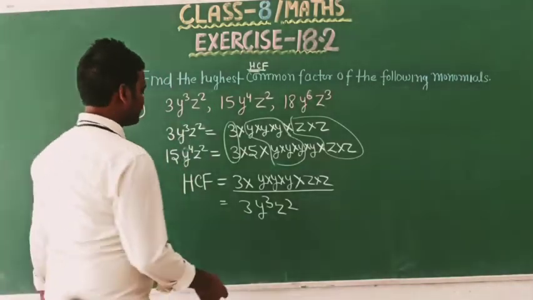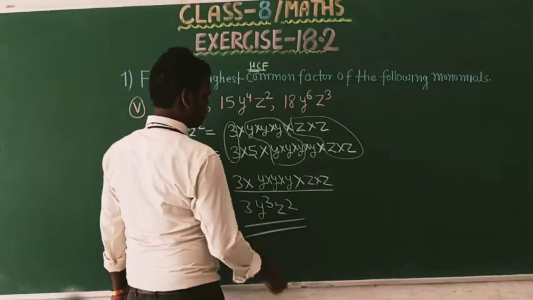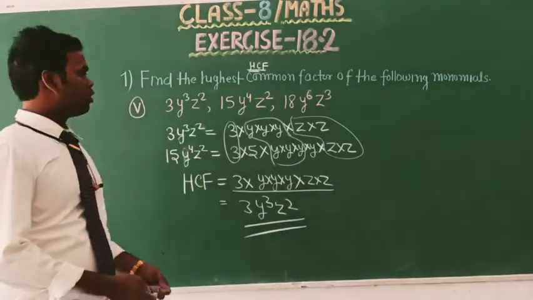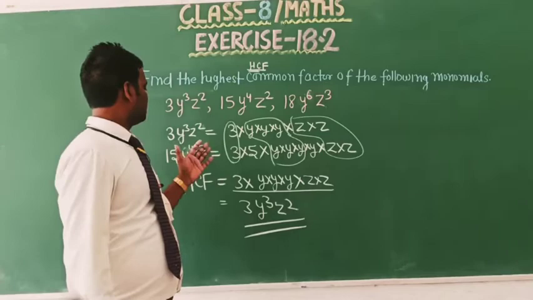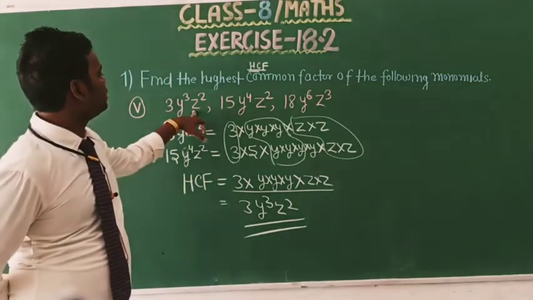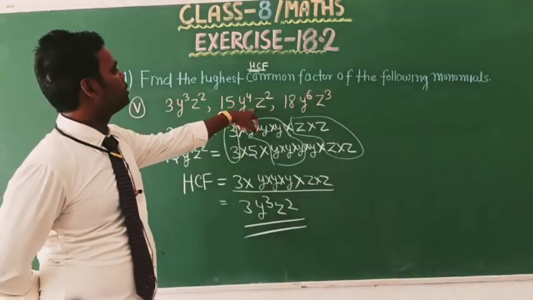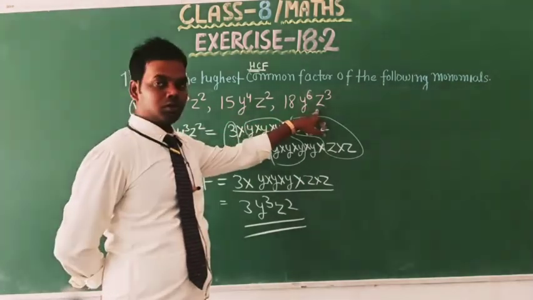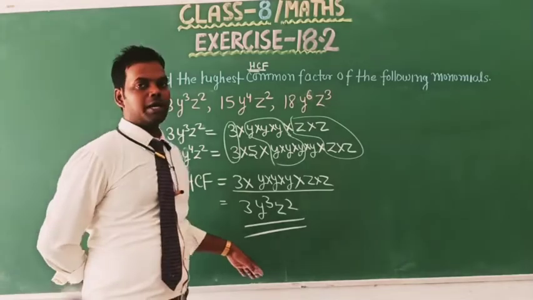So dear children, this is the highest common factor of the expressions 3y to the power 3 z square, 15y to the power 4 z square, 18y to the power 6 z to the power 3. So this is the required answer.